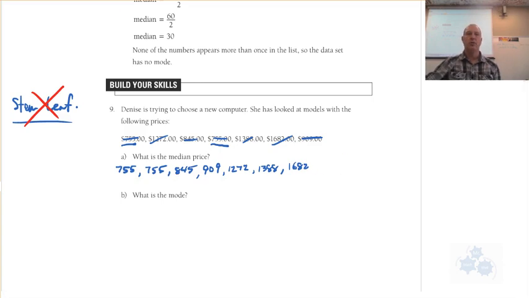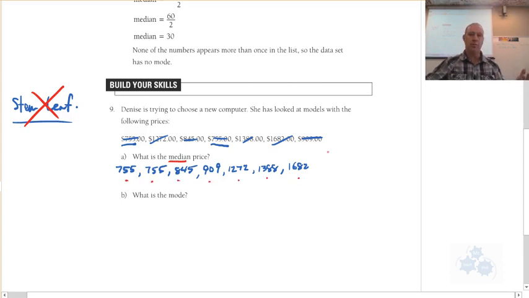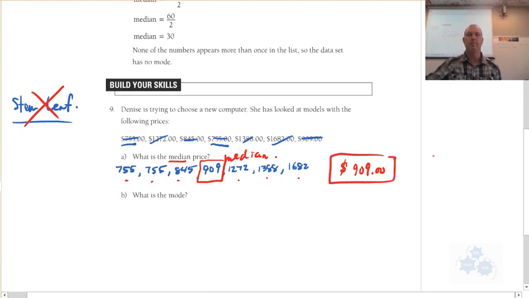Okay, so the median price, what's the median price? Well, we've got 1, 2, 3, 4, 5, 6, 7. An odd number of numbers, so we go to the halfway, so that's the 4th number. Guess what? This is the median right here. Okay, so the 4th number out of the 7 would be the median price. So I guess we should do this officially. $909 is the median.